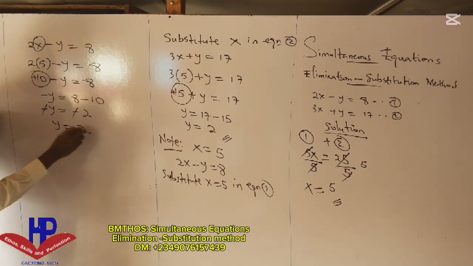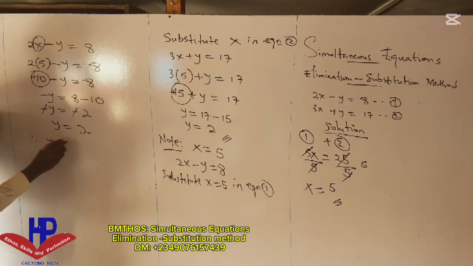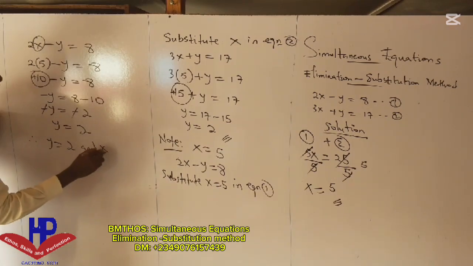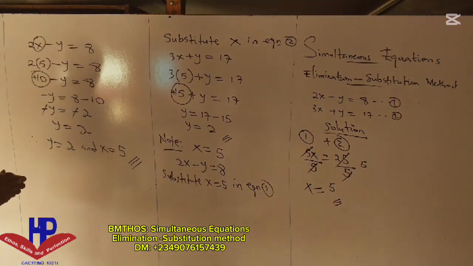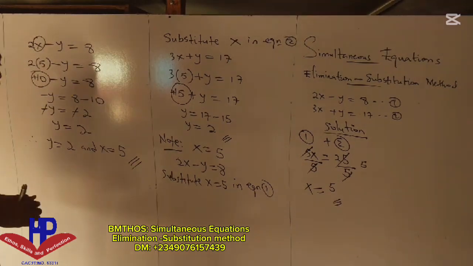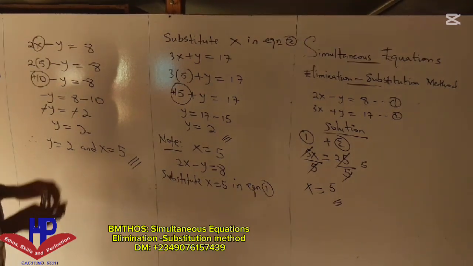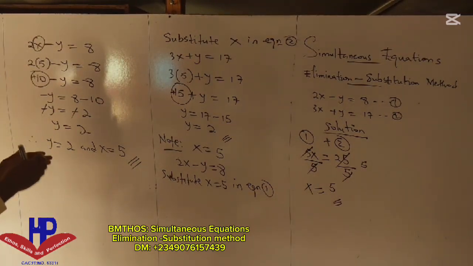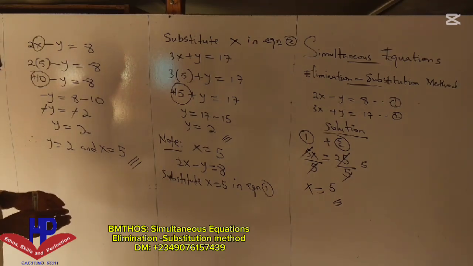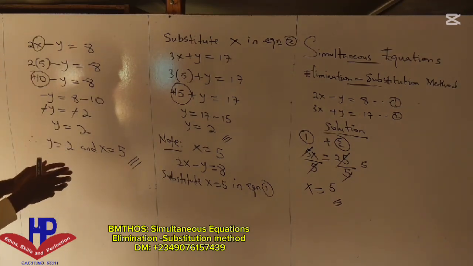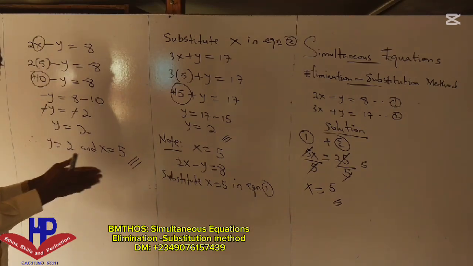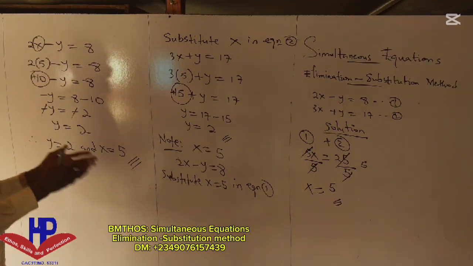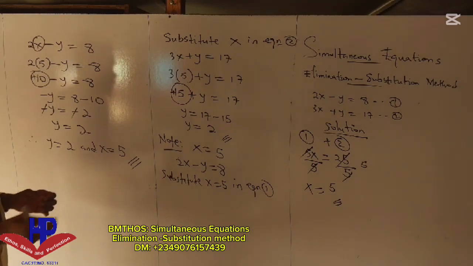You can see that? So you write therefore y is equal to 2 and x is equal to 5. This is the result you get when you solve using the elimination substitution method. As simple as this. So carefully replay your lessons and get the best out of it. Be sure you're grounded in simultaneous equations.